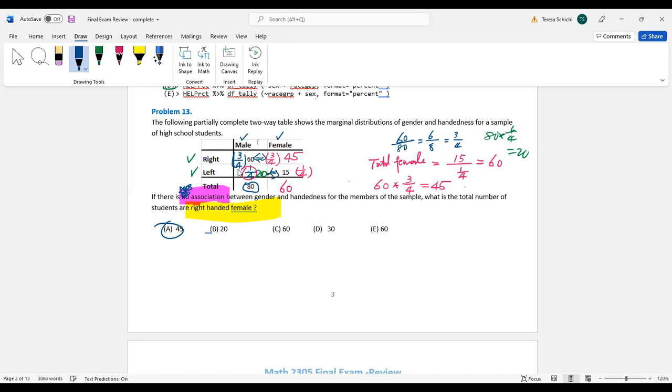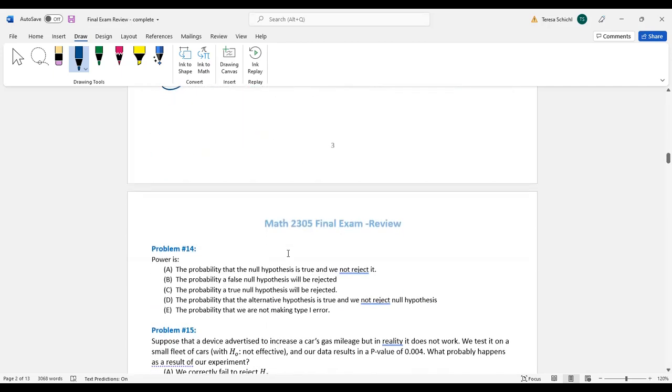These two will be very similar. Similar in what sense? Percentage, right? Be very careful for that. Okay, let's take a look at number 14.